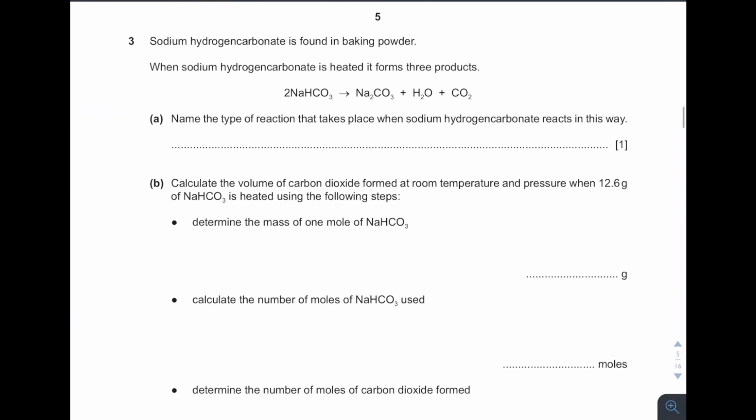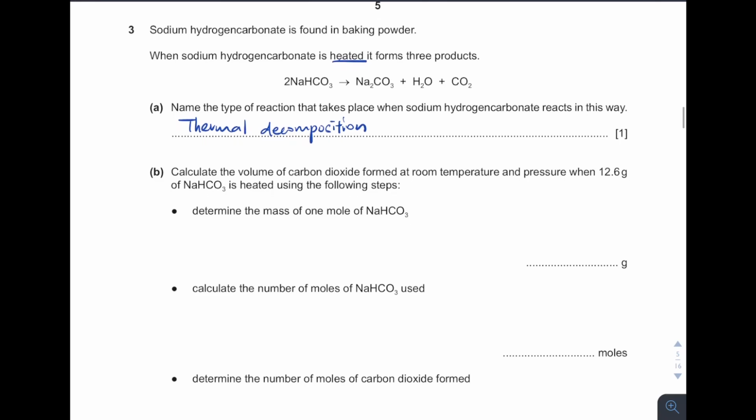Next one. Name the reaction. You see, it is heated. When the metal compound gets heated, it gets broken down. So this is what we call thermal decomposition.